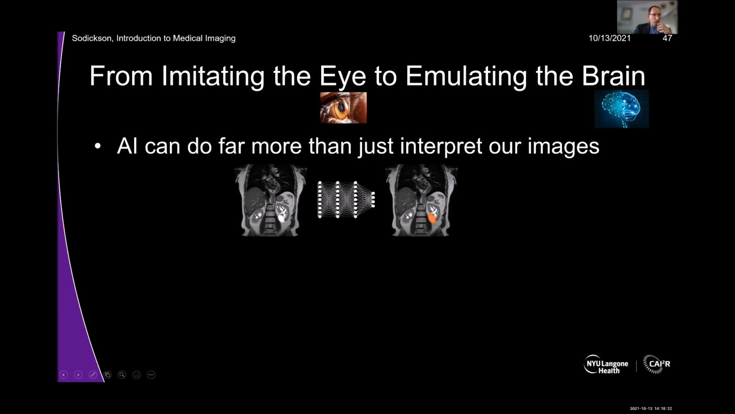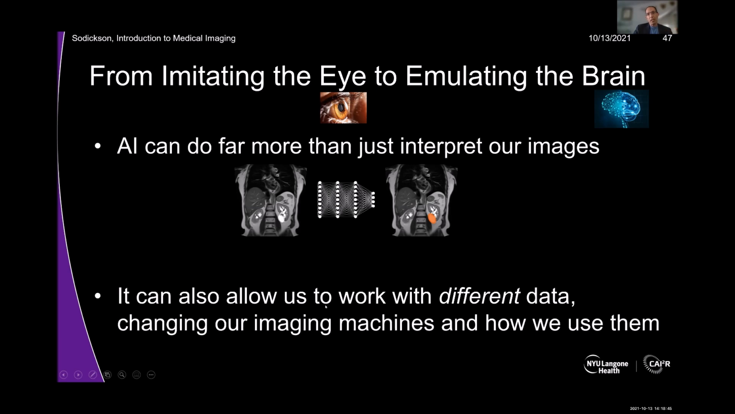And in 2016, Geoff Hinton, one of the modern deep learning pioneers, caused a big stir in radiology by saying we should stop training radiologists because machines are going to do their job better than they can in 5 years. It's been 5 years since that prediction, and I don't know a single radiologist who's been replaced. But I actually think that's one of the most boring types of uses of AI for imaging. In fact, as you've already begun to see, AI can allow us to work with different data, undersampled data, different types of data, changing our imaging machines and how we use them.